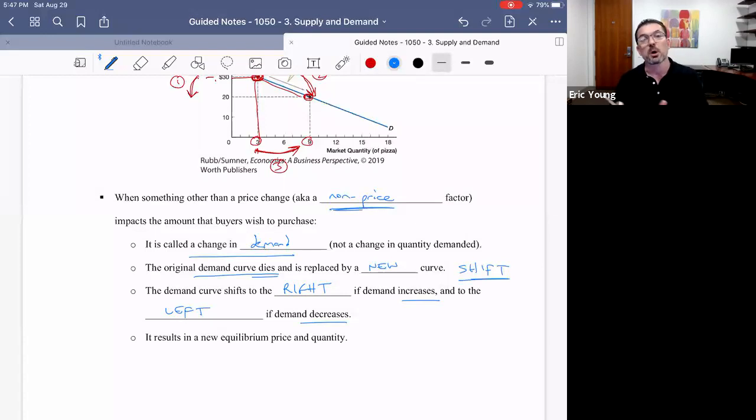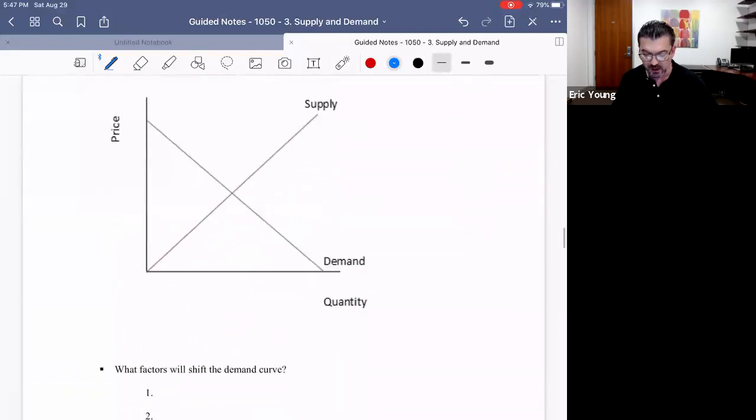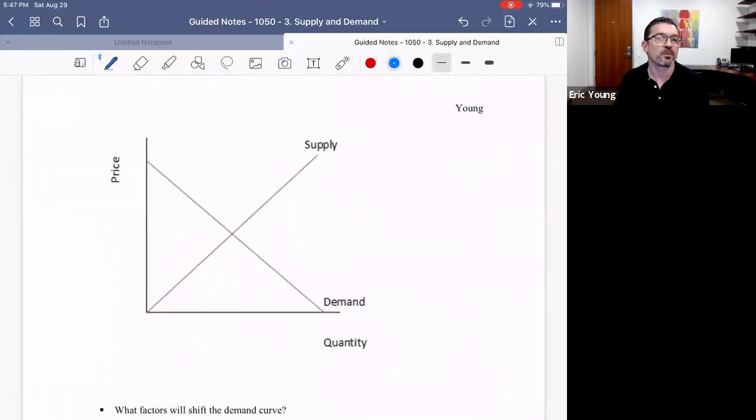That shift will go to the right when demand increases. It will go to the left when demand decreases. And again, because the demand curve is now moving, we're going to have a new equilibrium, and associated with that, a new equilibrium price and quantity. This is how it would play out.